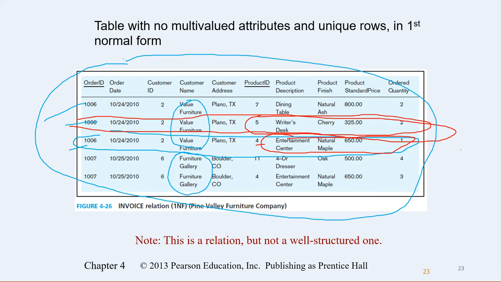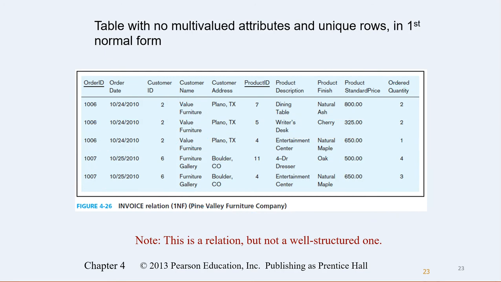Update anomaly would be, is there any product repeated? Yes, number 4 is repeated twice. If tomorrow the price of entertainment center, which is $650, changes, we have to go back and change the price in 2 places in our data file. So one change requires multiple changes. So those are the 3 anomalies. So let's fix them.